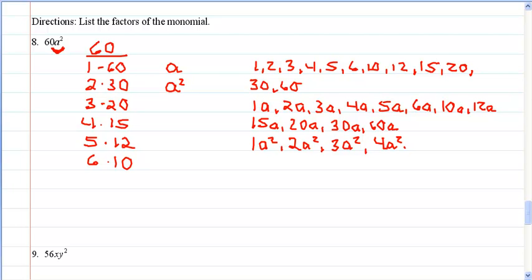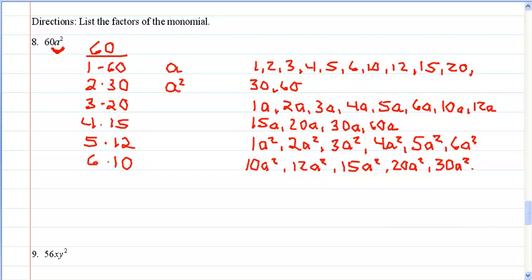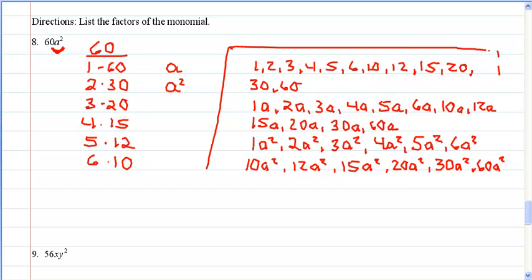So you're writing all combinations of the numbers and the variable. If it had been a cubed, we would have to write another row of all of the numbers and a cubed. And these are all of the factors of 60a squared.